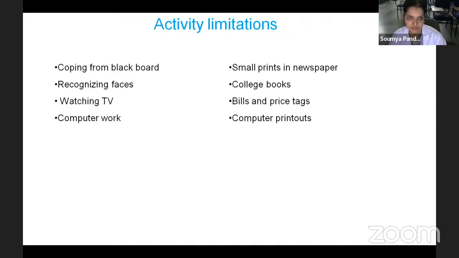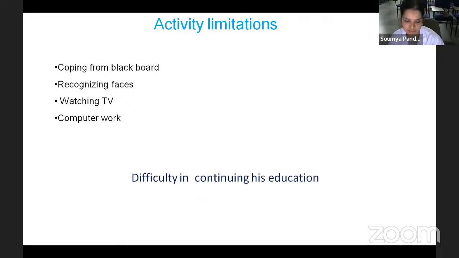So these are the activity limitations from his side. He has difficulty in copying from the blackboard and recognizing faces, watching TV and computer work, and also in near work, like reading small print and college books, bills and price tags. Due to this difficulty, he discontinued his education.